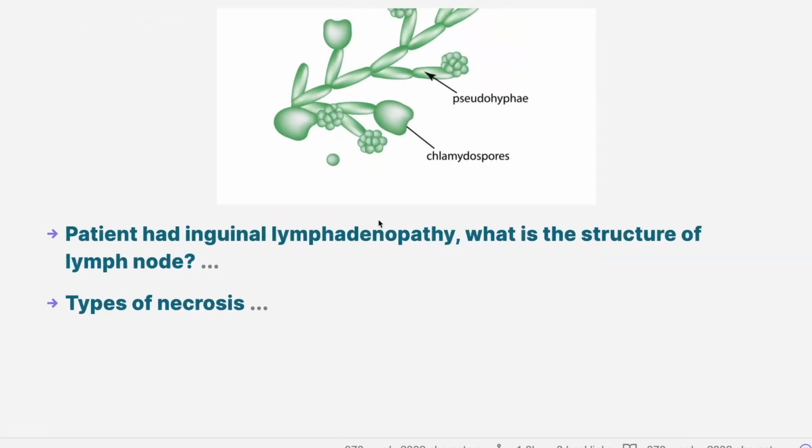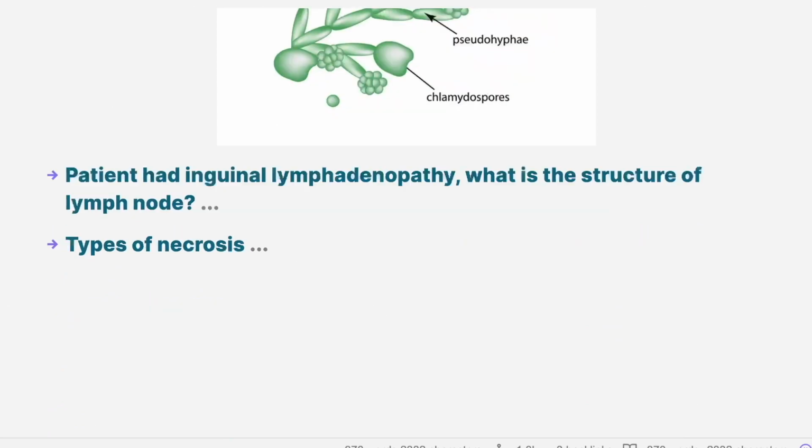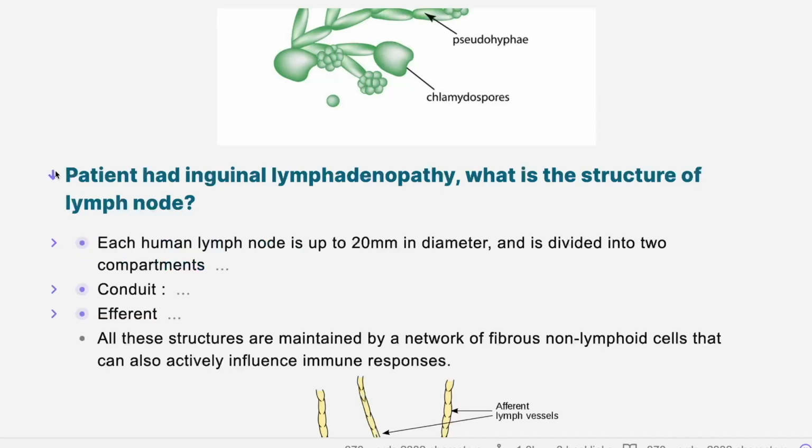The patient had inguinal lymphadenopathy. What is the structure of a lymph node? So a lymph node is an encapsulated structure that is formed of a cortex that has mainly B cells and the paracortex that has T cells, and follicles as well. For each lymph node, there will be conduits, which are vascular channels that allow the afferent and the efferent to pass on to the lymph node. Of course, there will be an afferent bringing the lymph to the lymph node, and the efferent, which is taking the lymph away from the lymph node. So these are the structures very briefly.